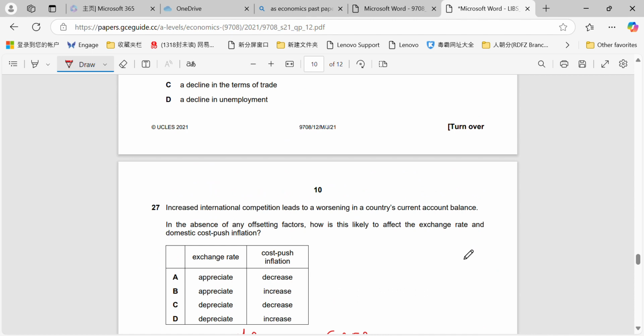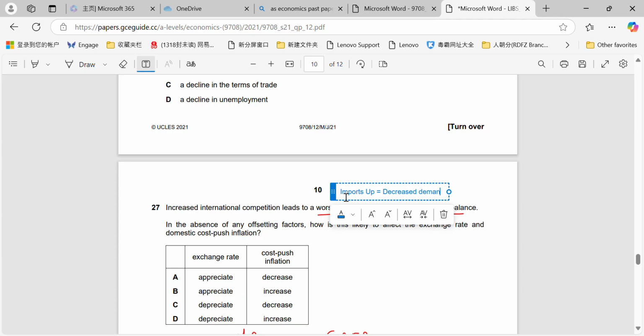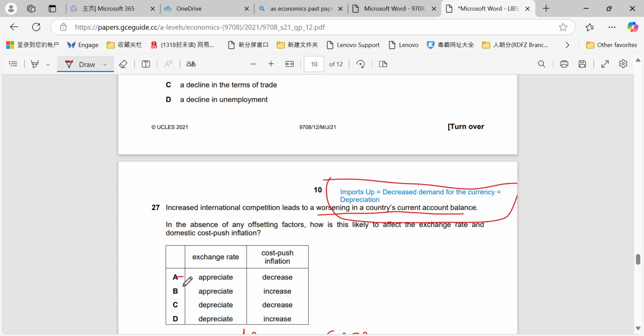Okay, increased international competition leads to a worsening in the country's current account balance. In the absence of any offsetting factors, how is this likely to affect the exchange rate and domestic cost push inflation? Okay, so first of all, if there's a worsening in the country's current account balance, then what will happen is that imports are rising. If imports are rising, then there will be a decreased demand for our currency, which will result in a depreciation of that currency. So our currency will depreciate.